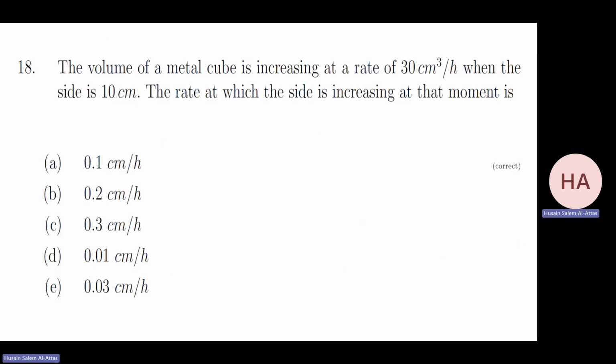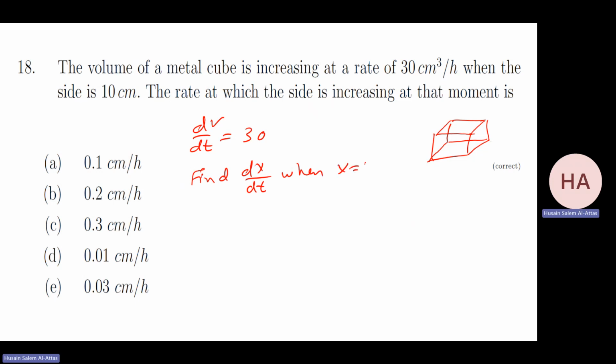Okay, now let me move to the cube. The volume of a metal cube is increasing at this rate. I have a cube. This is a cube. The volume is increasing at this rate, 30. When the size is 10, find dx by dt when x equals 10.